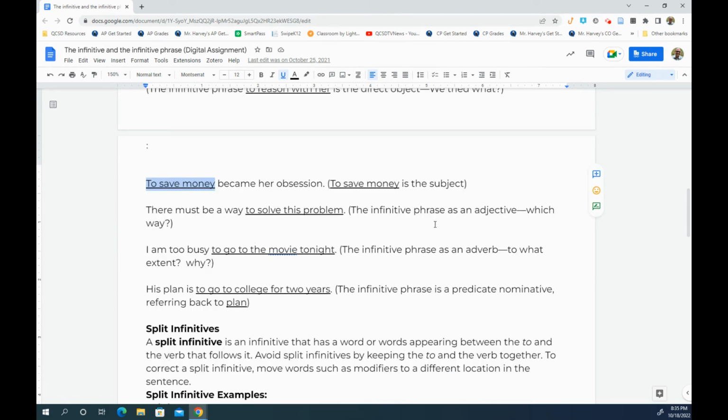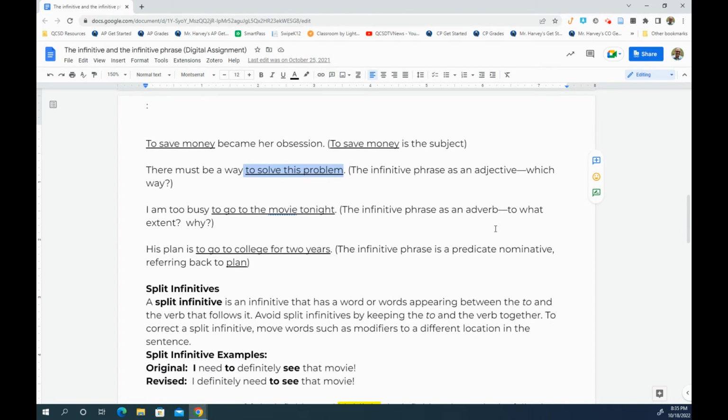You can have an infinitive phrase functioning as an adjective, and usually adjectives answer the question which way, right? So in this sentence, there must be a way to solve this problem. If I said there must be a way, which way? To solve the problem. In the next example here, we have an infinitive phrase functioning as an adverb, which answers the question to what extent or why. Usually adverbs answer those questions.